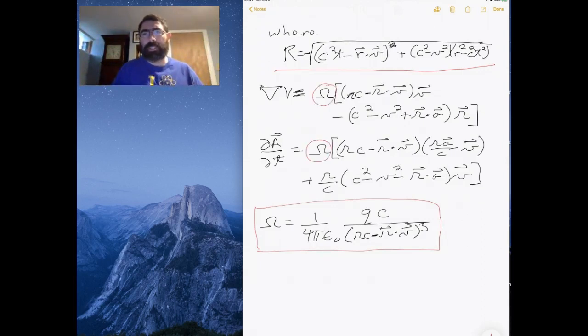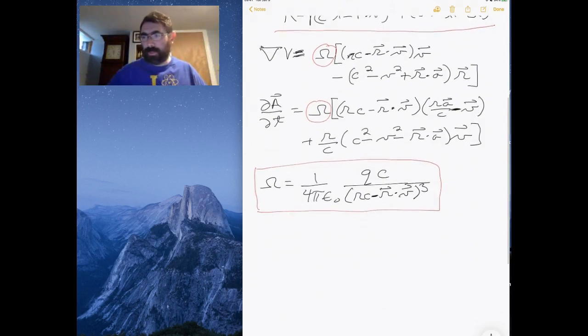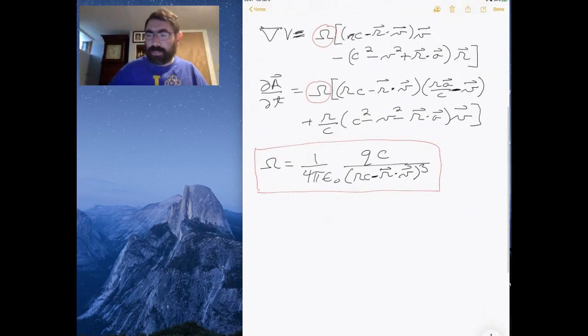And then times that omega is a bunch of terms which have in it the distance r, the speed of light c, the velocity of the charge, and the acceleration of the charge, a. And so, you can take a look at this and see the form of it. Okay, so that's what we worked out. Now, we have these two quantities, we can then put them into the equation for the electric field.